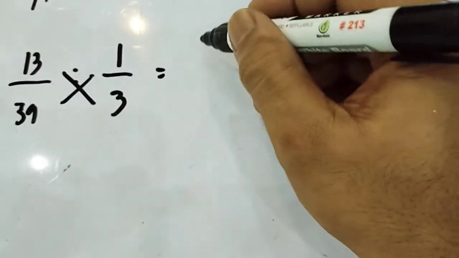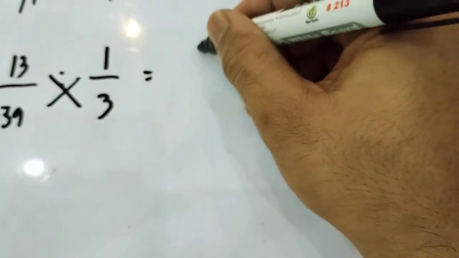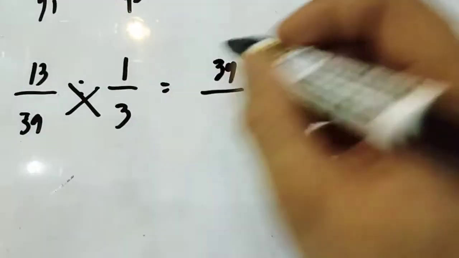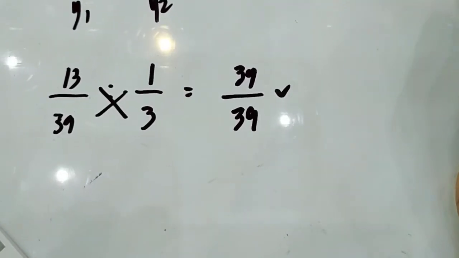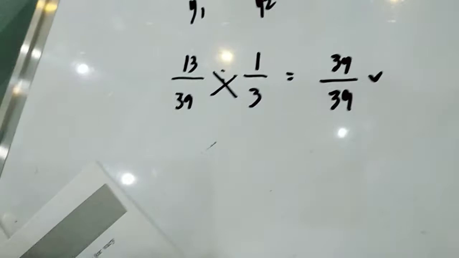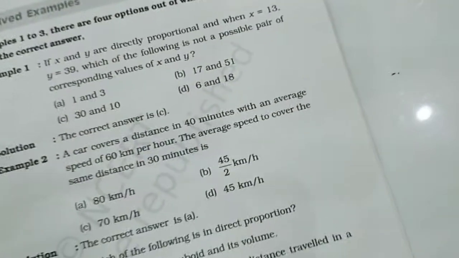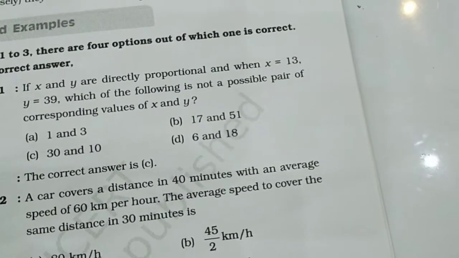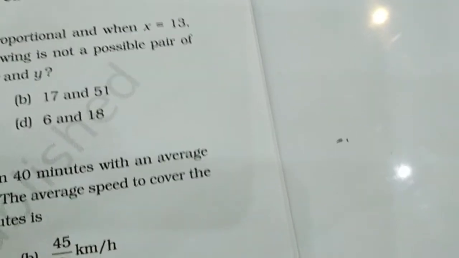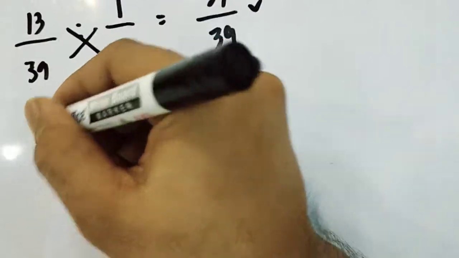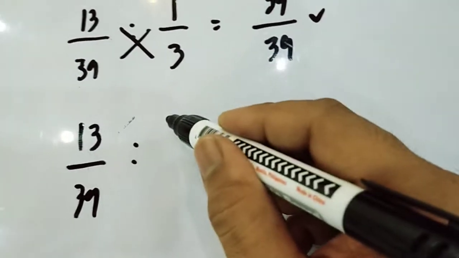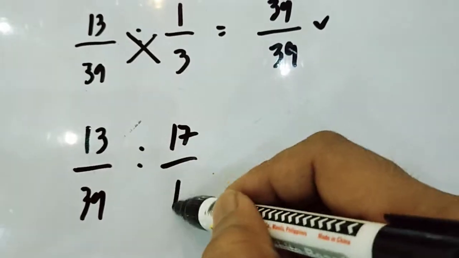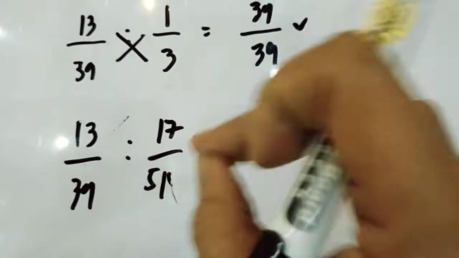So you have 13 times 3, that is 39. 39 times 1, that is 39. So parehas ang kanilang product. So that is a possible pair of corresponding values of x and y. Next option is letter B. We have 17 and 51. So again, 13 over 39 as to 17 over 51.